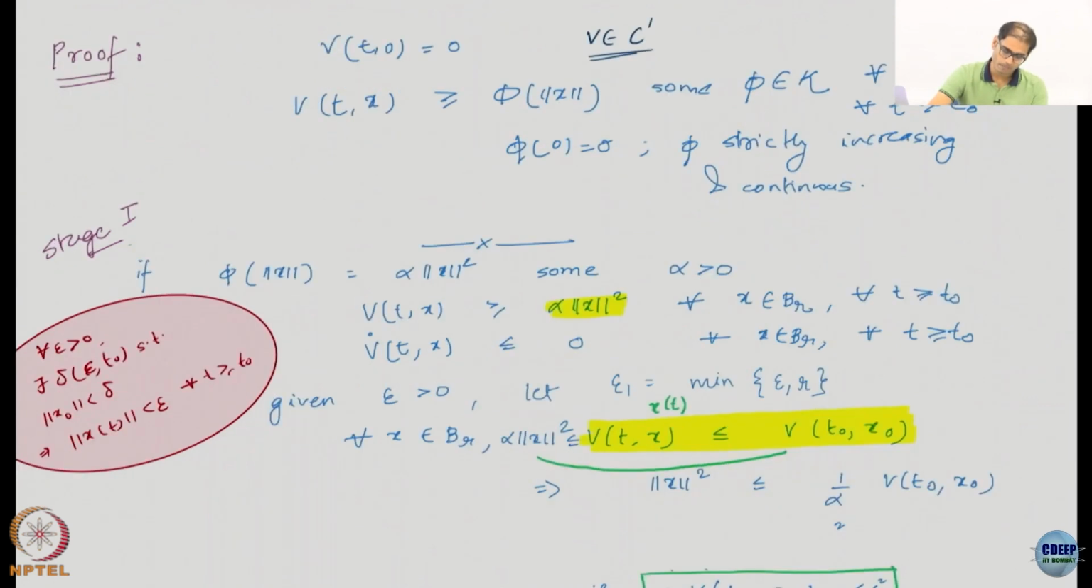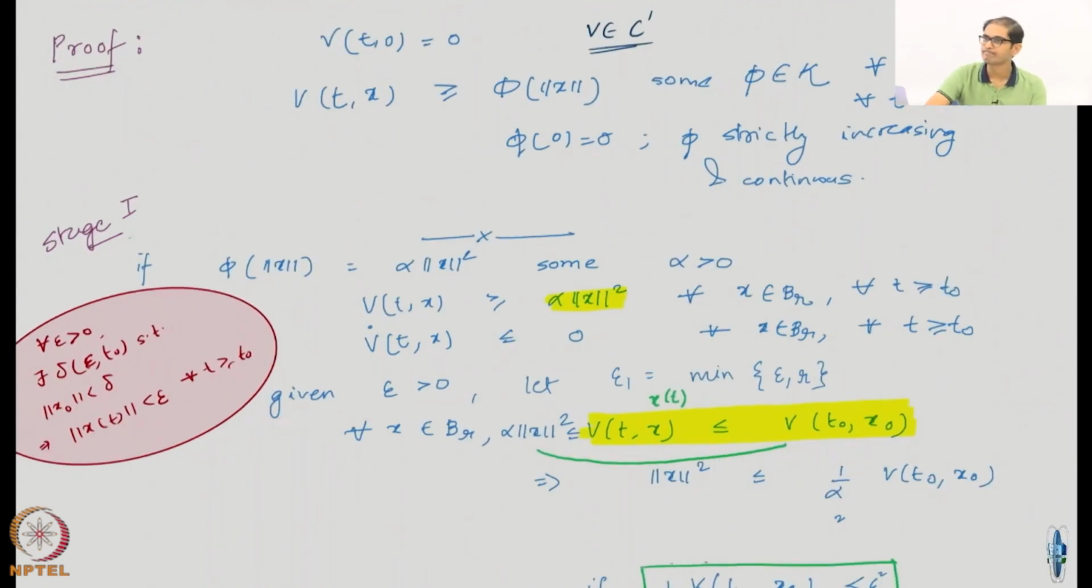Now what do I do? I start with an epsilon, the user is giving me an epsilon, from that I construct an epsilon 1, which is the smaller of epsilon and r. Why? This is obvious. Why do I do this? Why do you think I do this?